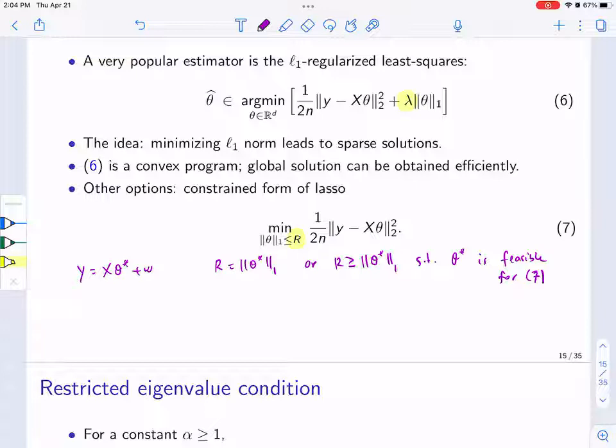This is sometimes called a local version. It's not exactly this, but sometimes you even impose more conditions, like you might want to solve this where the L1 norm of theta minus theta star is less than R. So you're very close to the truth. This is not like that. This is milder.